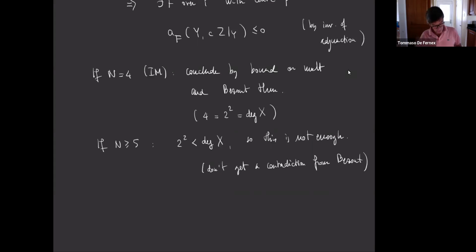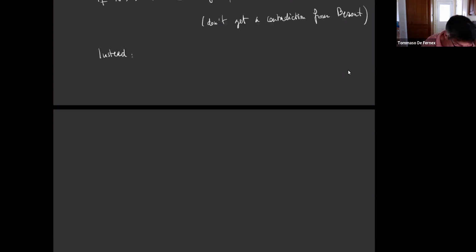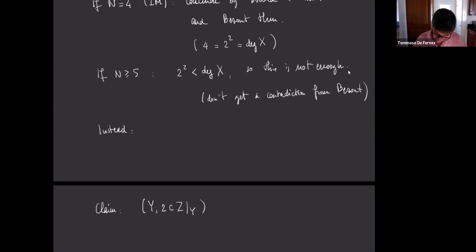Okay, so instead, we're going to prove the following claim. I write it here. If I look at the pair, so we know that this pair X, C0, sorry.